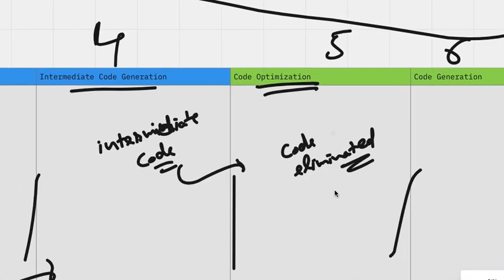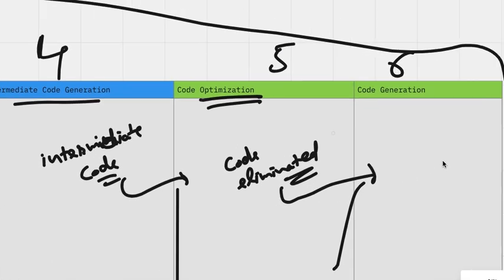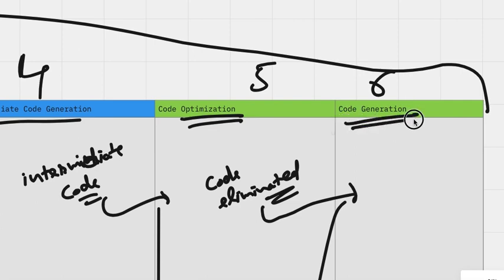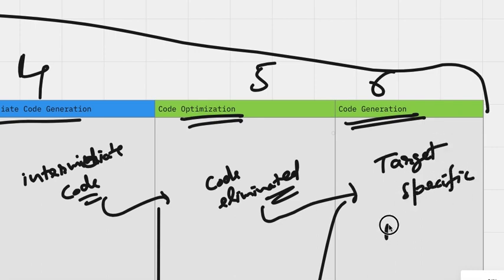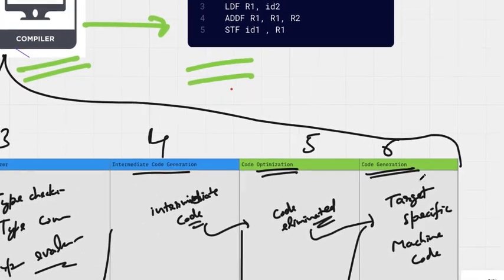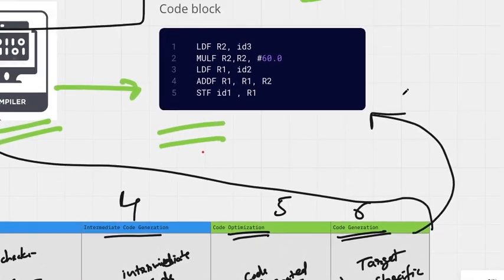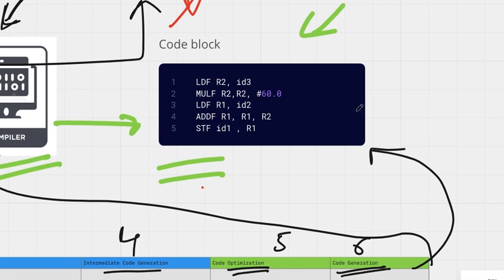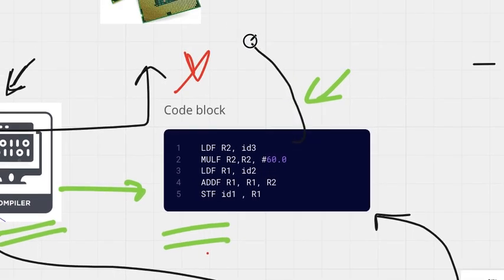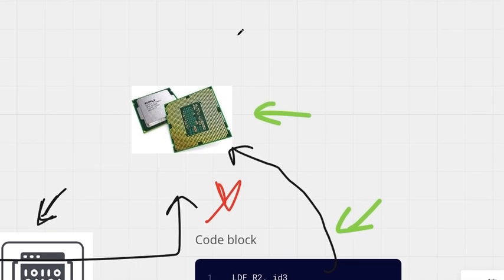These optimized codes are then passed to the final phase, that is the code generation phase, where these optimized codes are converted into target specific machine code. And this code now finally can be executed on your computer.